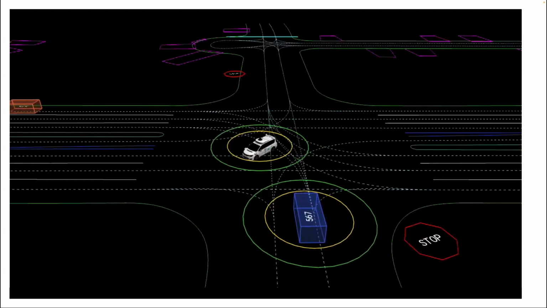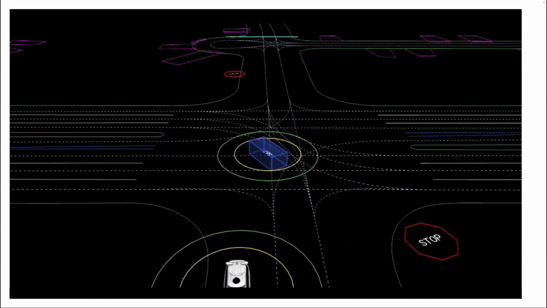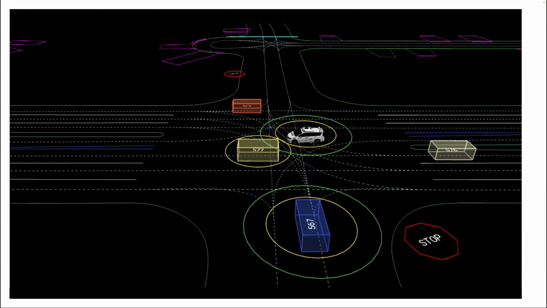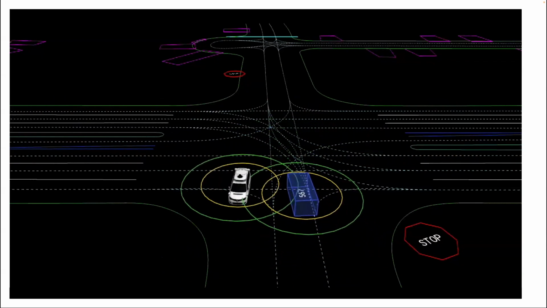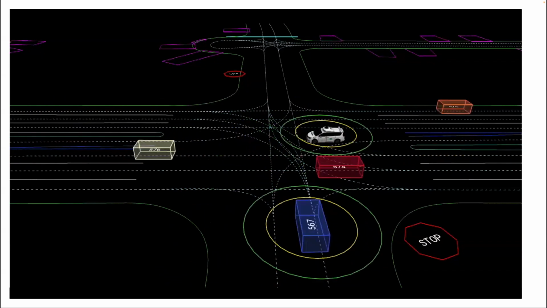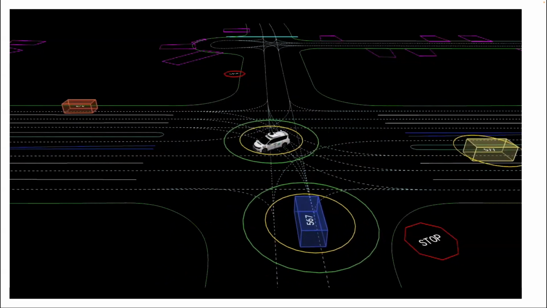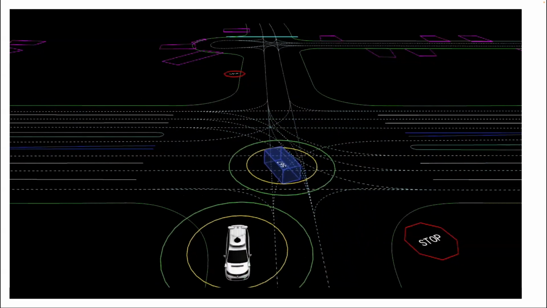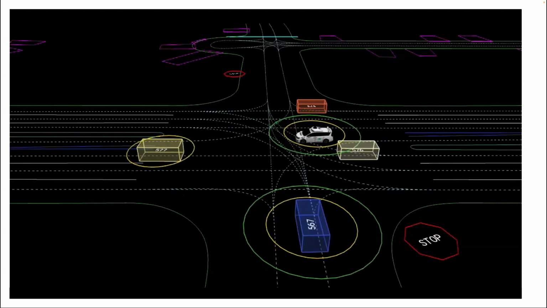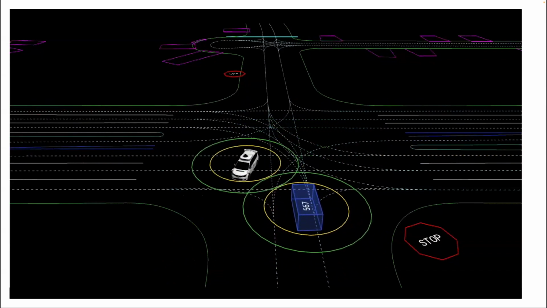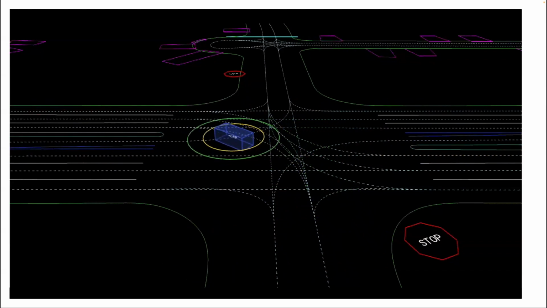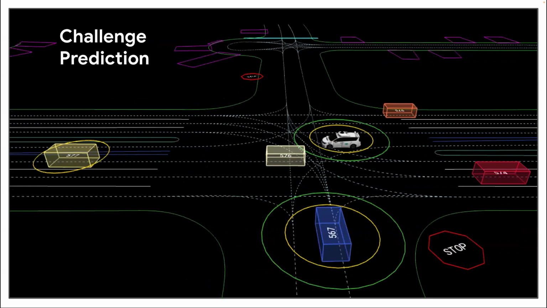So here we see an example from the training data set where we've got 2 vehicles trying to make unprotected left turns. And the task for the challenge is to take the first 1 second of this data and predict the trajectories of the agents in the scene for the next 8 seconds. And so in this example, there are three vehicles to predict. There can be up to 8 agents of any object types.